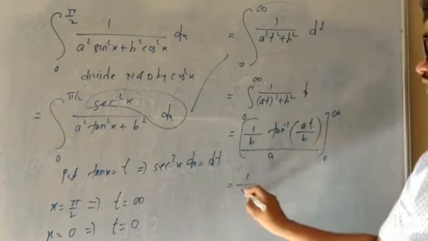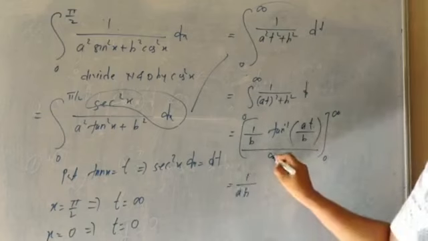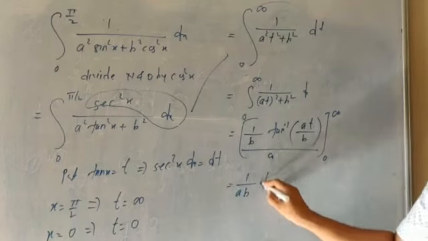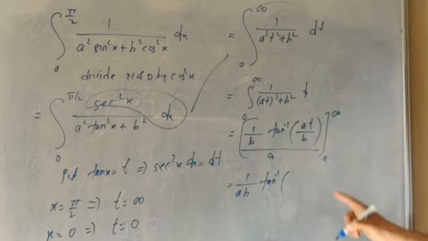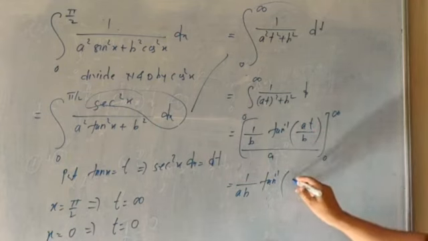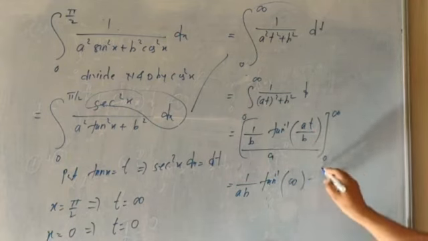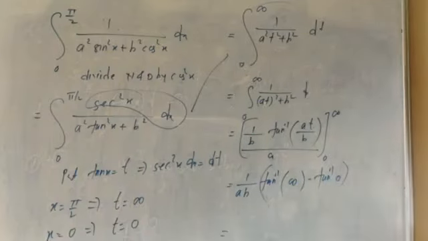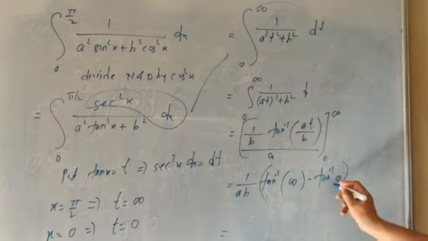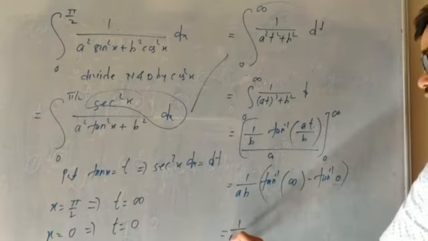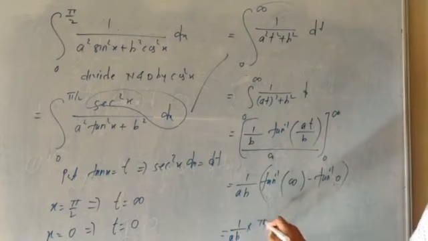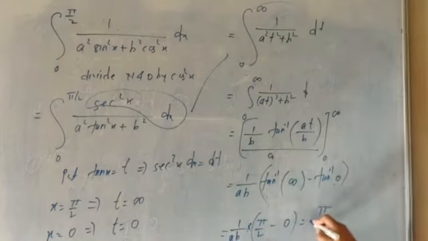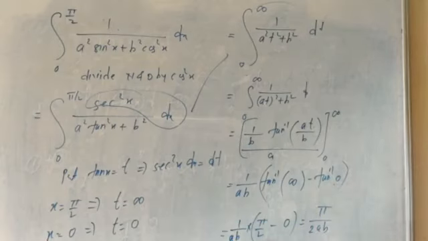So this can be written as 1 upon ab, tan inverse. If I replace t by infinity, it is tan inverse of infinity minus tan inverse of 0. Tan inverse of infinity is pi by 2, and tan inverse of 0 is 0. So the answer is 1 upon ab into pi by 2, minus 0. So the answer is pi upon 2ab. So pi upon 2ab should be the answer.